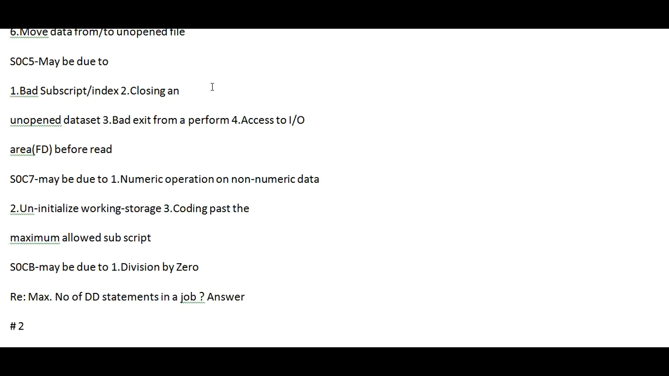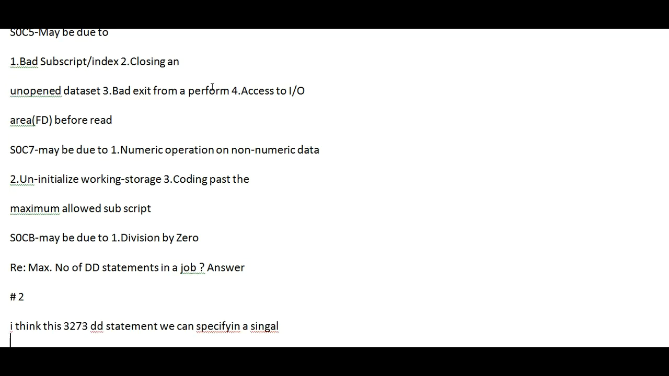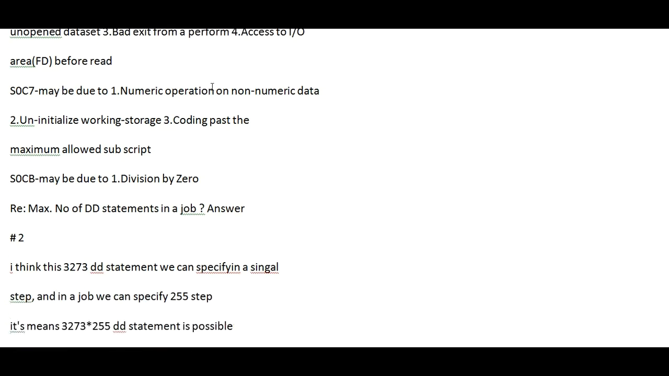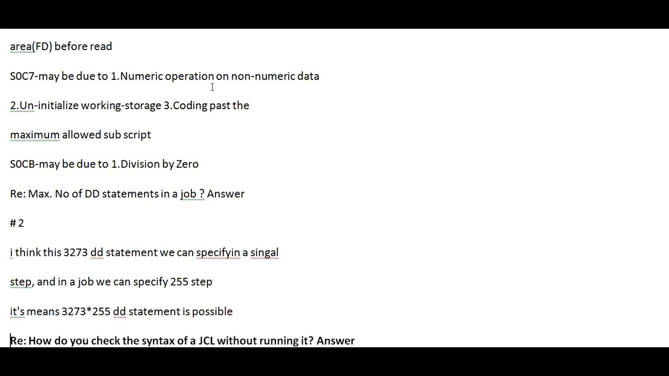I think this would give you the best answer when an interviewer asks you these kinds of questions. The next question is: what is the maximum number of DD statements in a job? The answer, I think, is 3273 DD statements we can specify in a single step, and in a job we can specify 255 steps. It means 3273 into 255 DD statements is possible. So this is also one of the important questions asked by interviewers.